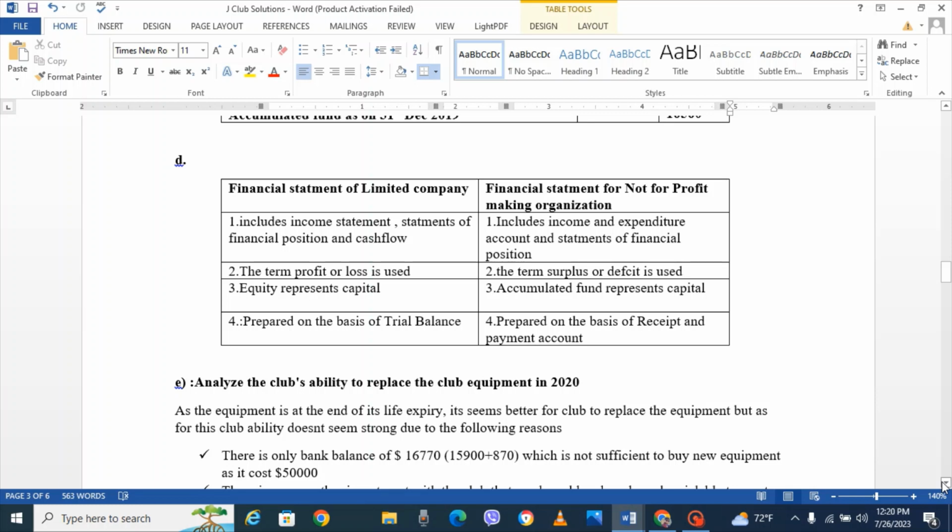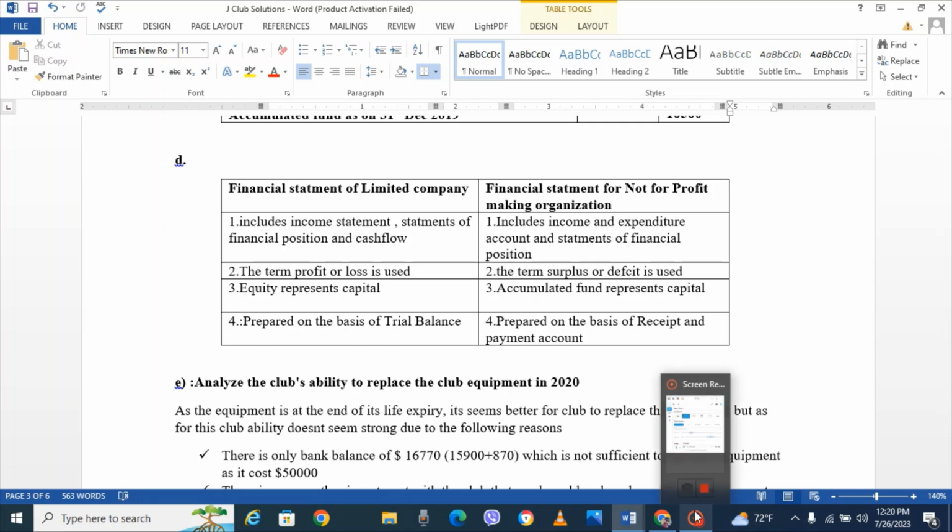So in number D, the question has asked you four differences. In number one, in the financial statement of a limited company, you should write that it includes the income statement, statement of financial position and cash flow. So these are included in the financial statement preparation of a limited company. But under the financial statement of non-profit making organizations, we have to prepare income and expenditure accounts and a statement of financial position. So these are the main differences between the financial statements of these two, non-profit and profit making.